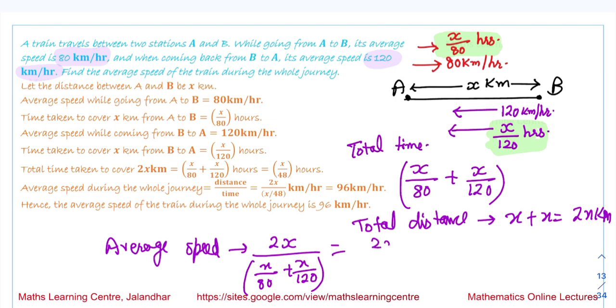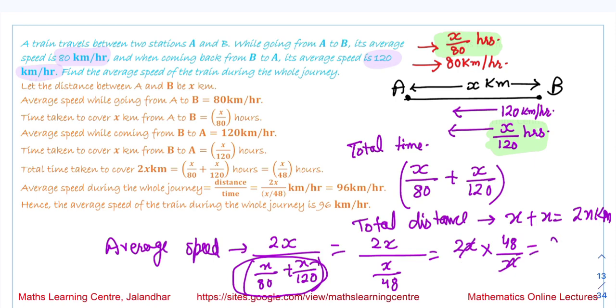So when we solve this value, we get 2x over x over 48. So we get 2x into 48 by x. These two get cancelled, and the answer we get is 96 km per hour.